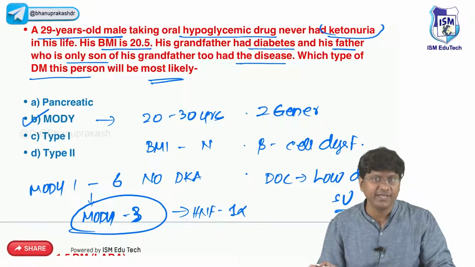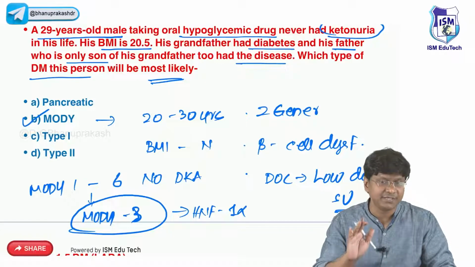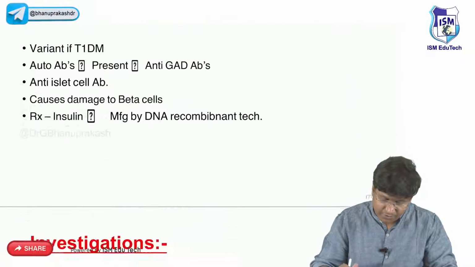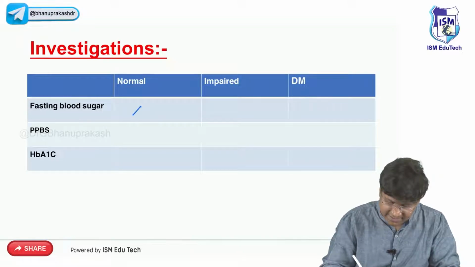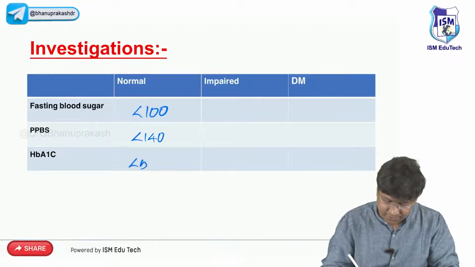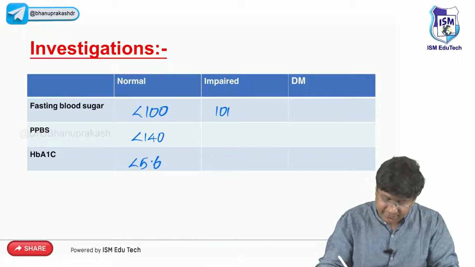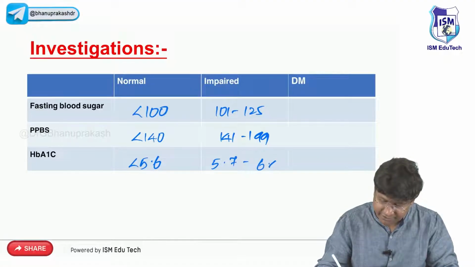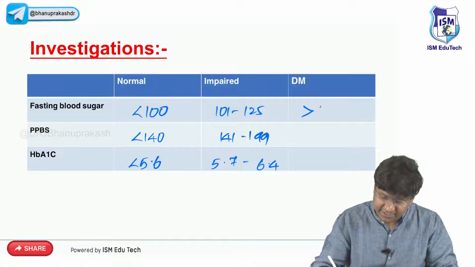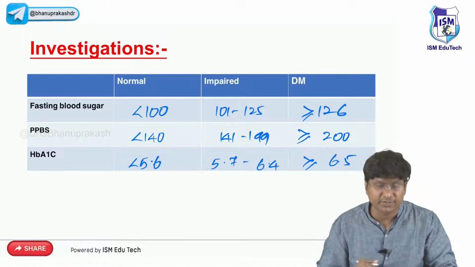Okay, so we are done with MODY, we are done with LADA, and we are done with type 1 as well as type 2 diabetes mellitus. Then how do you investigate these patients with diabetes mellitus? Normal value of fasting blood glucose is less than 100, postprandial less than 140, HbA1c less than 5.6. Impaired values: fasting 101 to 125, PPBS 141 to 199, HbA1c 5.7 to 6.4. Whereas in diabetes mellitus, fasting should be more than or equal to 126, postprandial more than or equal to 200, and HbA1c more than or equal to 6.5.